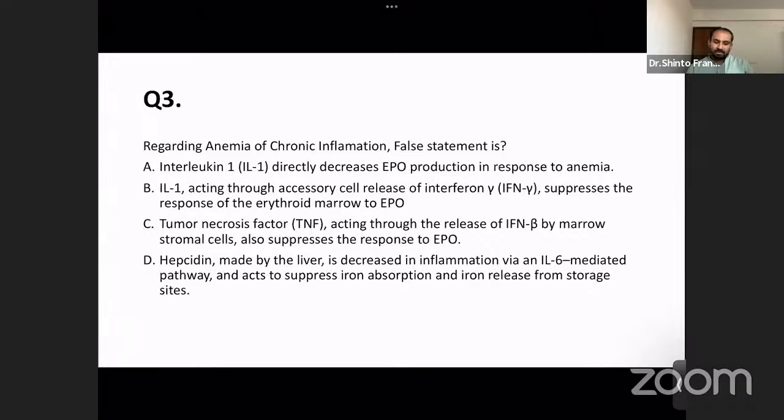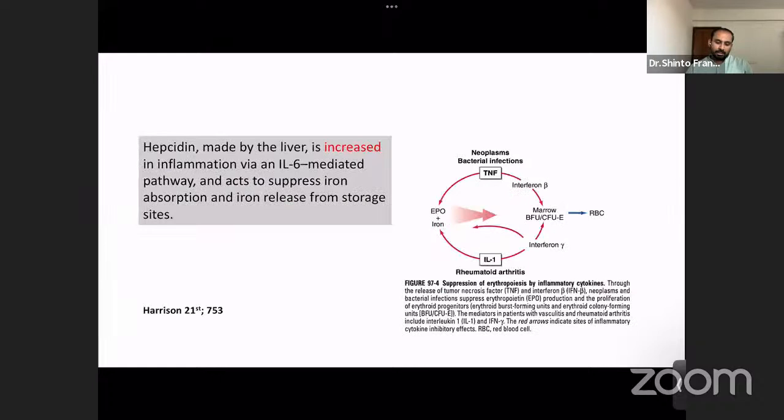Interleukin 1 acting through accessory cells releases interferon gamma. So they are talking about interferons and interleukins. TNF alpha acting through interferon beta in bone marrow stem cells also suppresses the response to erythropoietin. And hepcidin, a protein made by the liver, is stated as decreased in inflammation via an interleukin 6 mediated pathway. So the answer here is D. Hepcidin, we all know, is a negative regulator of iron. It is increased in inflammation, so it is not decreased. So the answer would be D. Basically, it is an IL-6 mediated pathway.